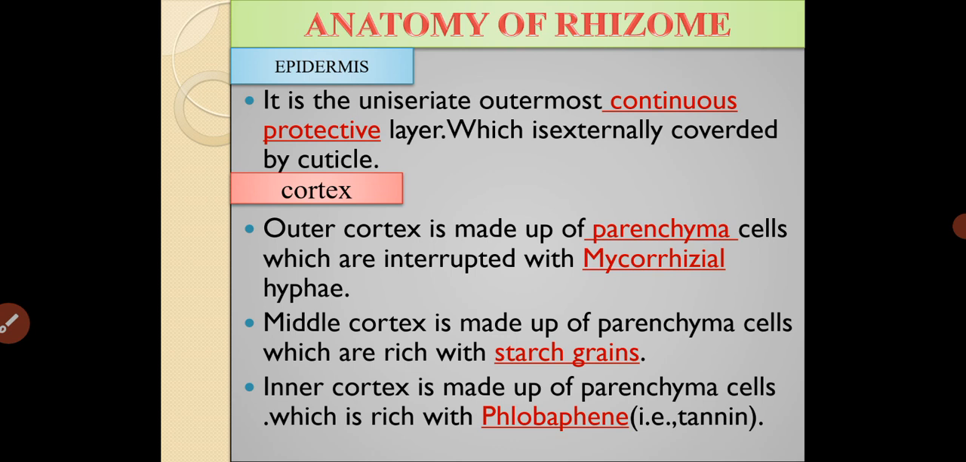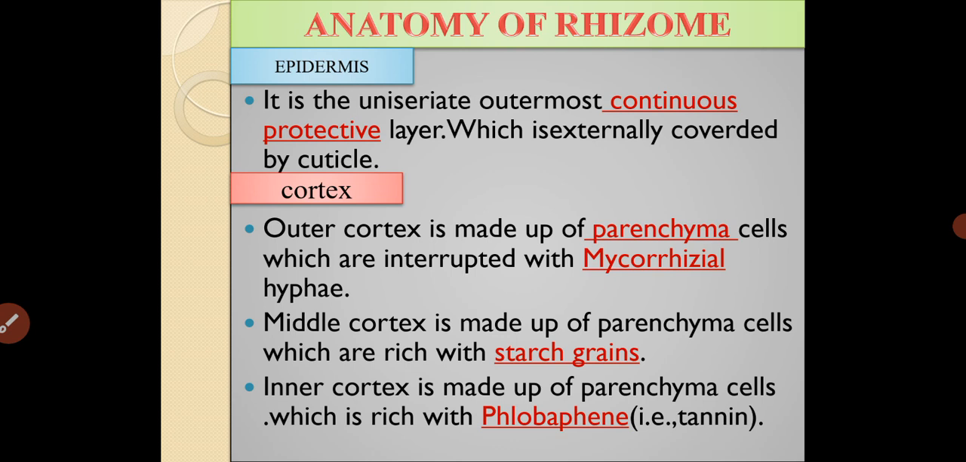Cortex. Outer cortex is made up of parenchyma cells which are interrupted with mycorrhizal hyphae. Middle cortex is made up of parenchyma cells which are rich with starch grains. Inner cortex is made up of parenchyma cells which are rich with flavofin, that is nothing but the tannin.